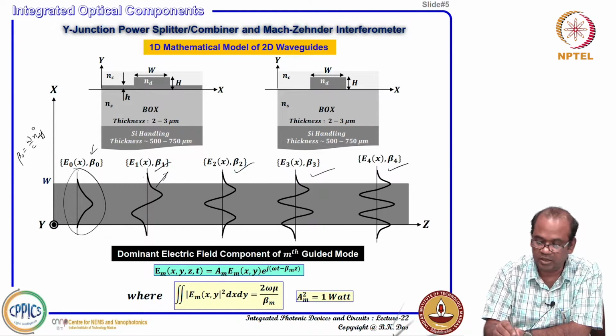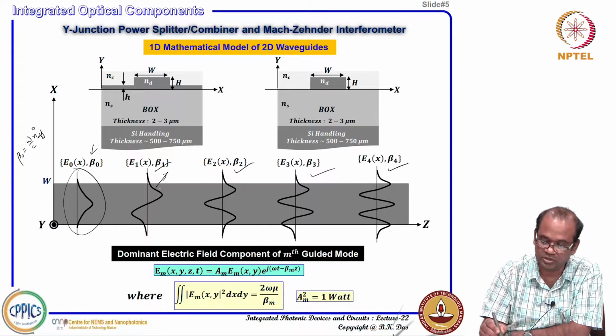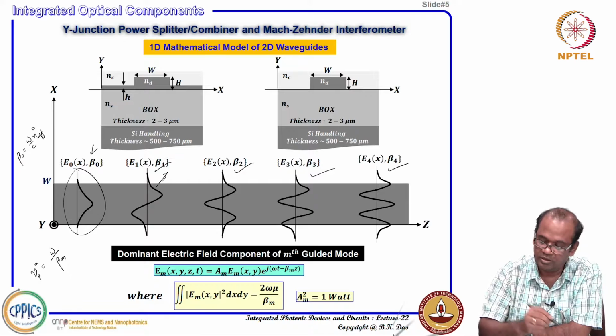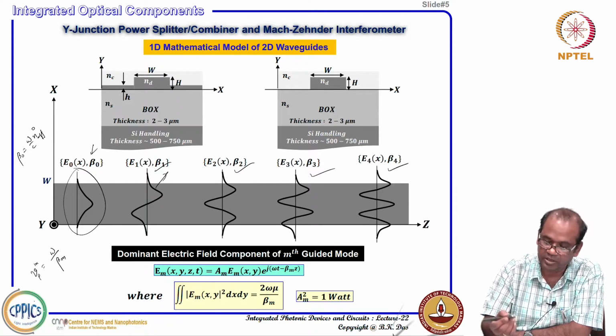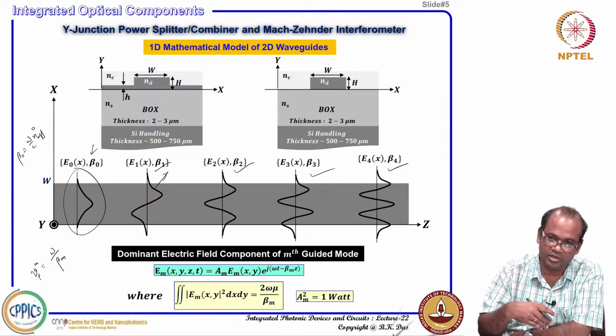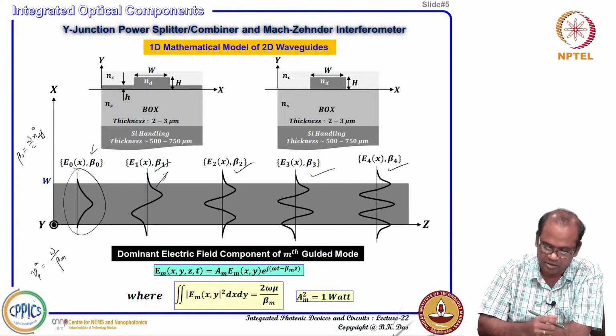So, this beta 1, beta 2, beta 3, beta 4 are also important besides the field distribution, because they decide the phase velocity of the mth mode, since my frequency is the same. So, this is your beta m. Different modes will have different propagation constants and different effective indices. As we know, for higher modes the effective index drops, and a lower effective index means the higher mode travels faster. Phase velocity will be higher. So, that is what is explained.